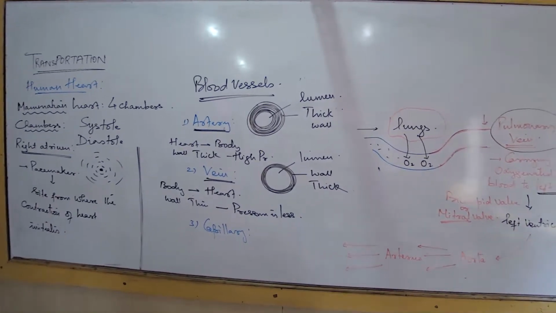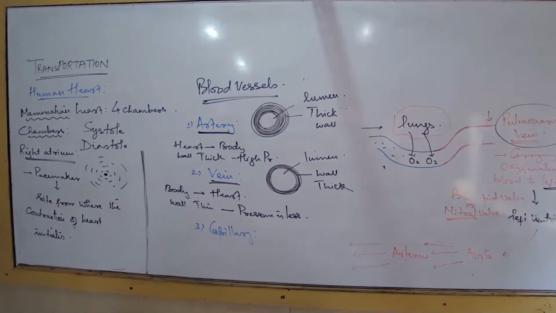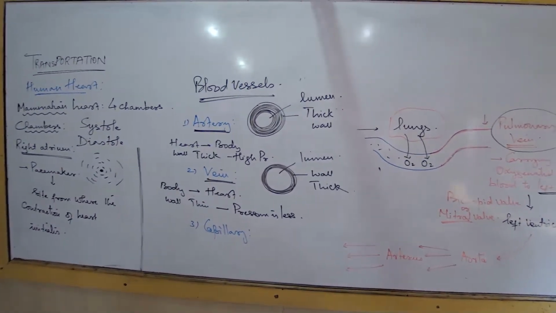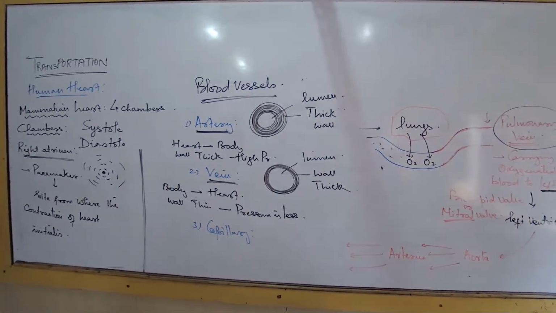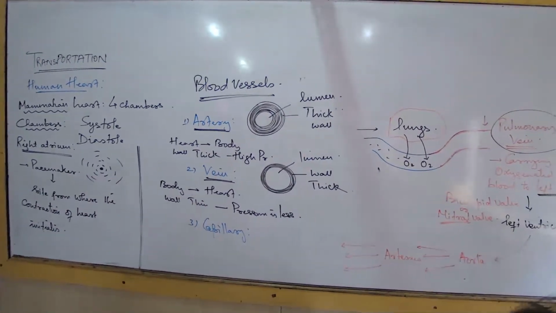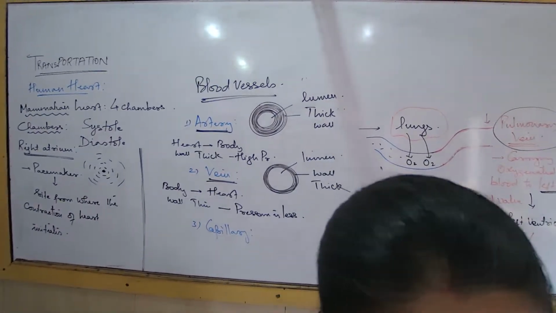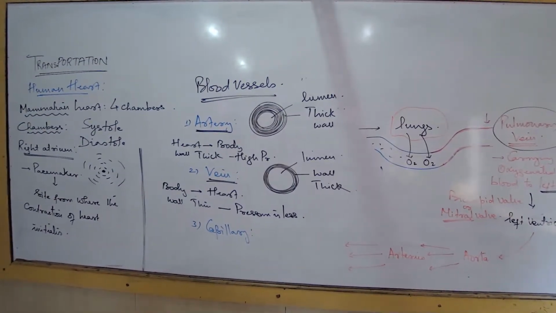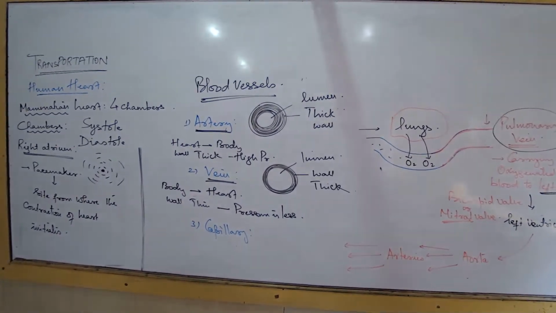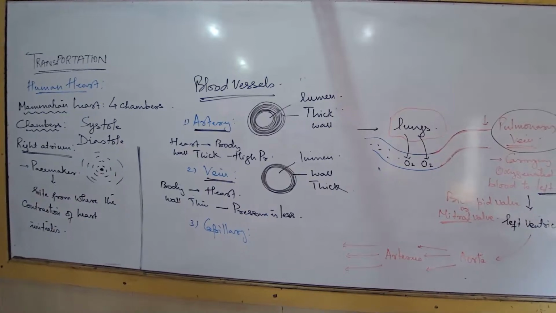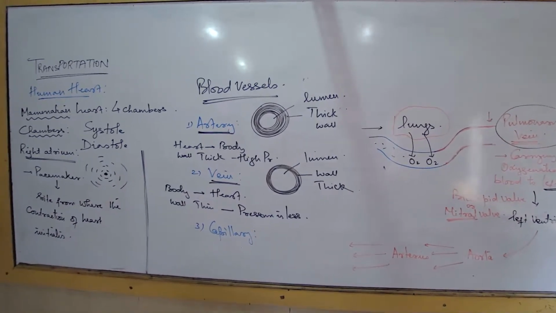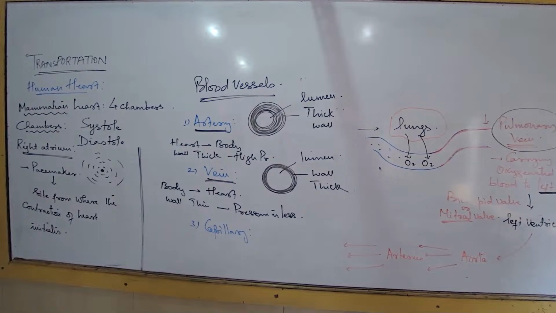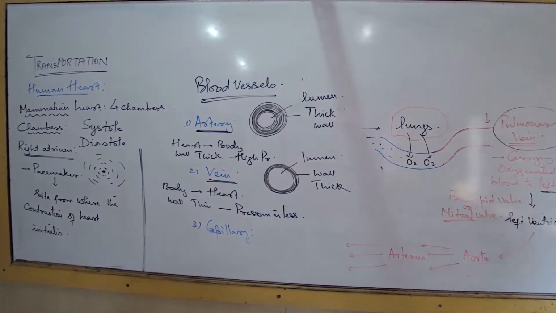Okay, now differences between arteries and veins. The first point: in arteries, the blood is light red in color. For veins, what will you write? Blood is dark red in color. Number 2. Arteries carry blood away from heart to the body parts.